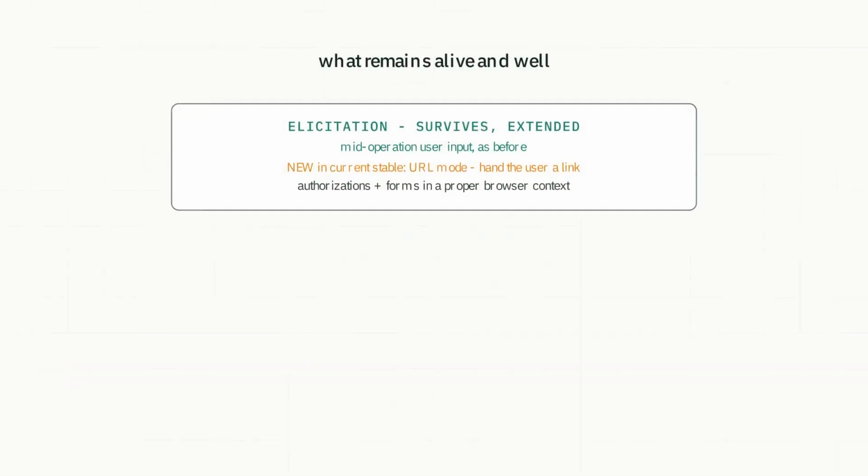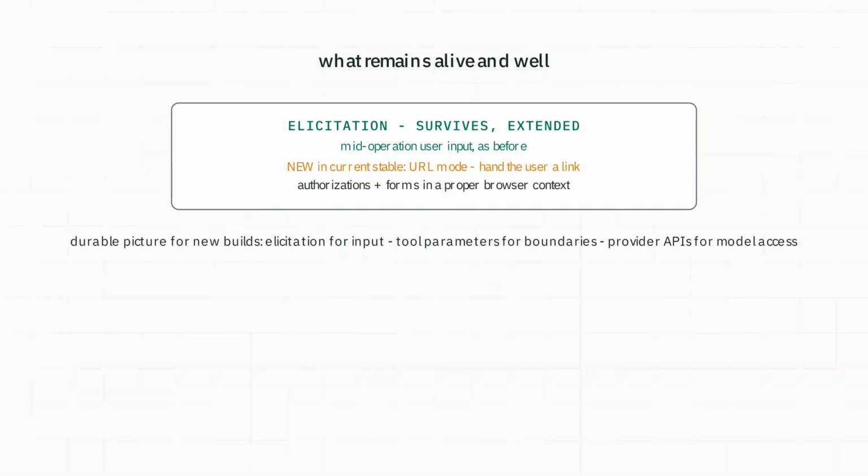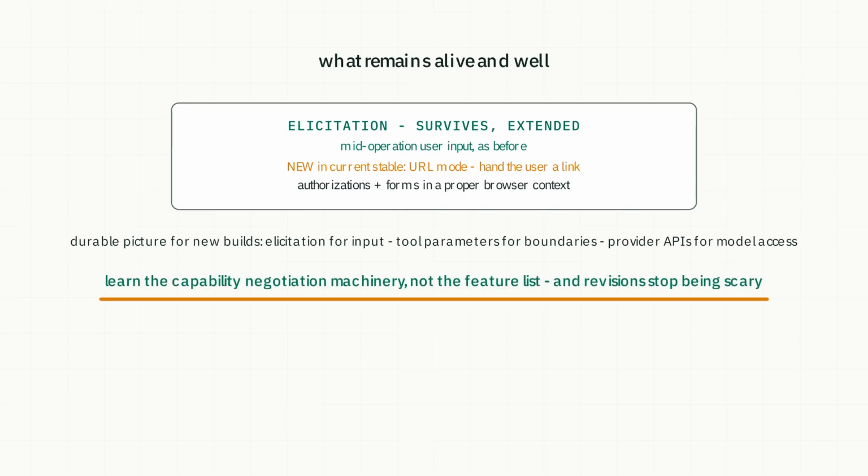For completeness, what remains alive and well on the client side: elicitation survives, and the newest stable revision even extends it with a URL mode, letting a server hand the user a link to complete something, an authorization, a form in a proper browser context. So the durable client-side picture for new builds: elicitation for mid-operation user input, explicit tool parameters where roots once implied boundaries, and provider APIs where sampling once ran through the client. Learn the capability negotiation machinery, not the feature list, and revisions stop being scary.